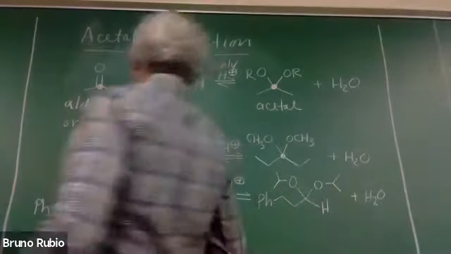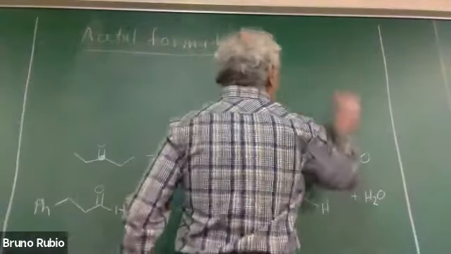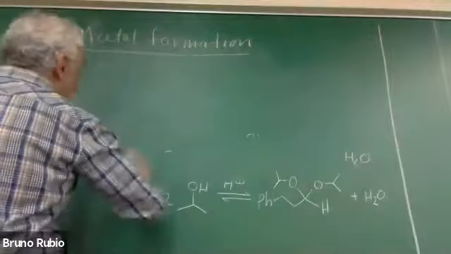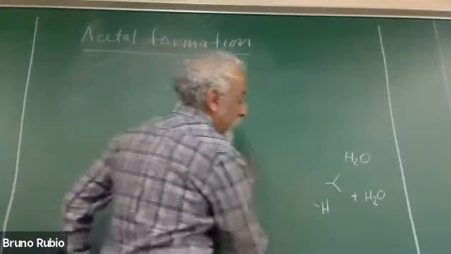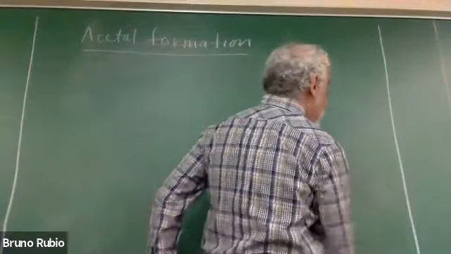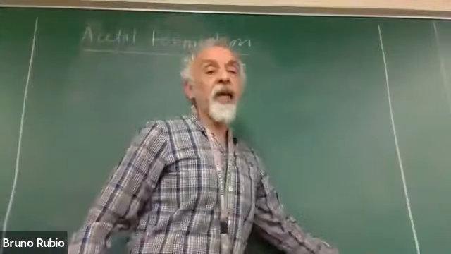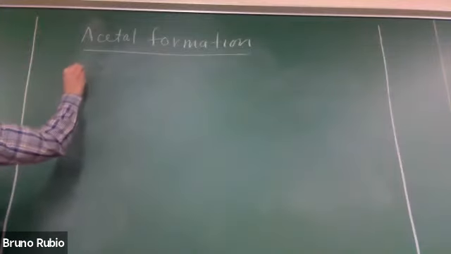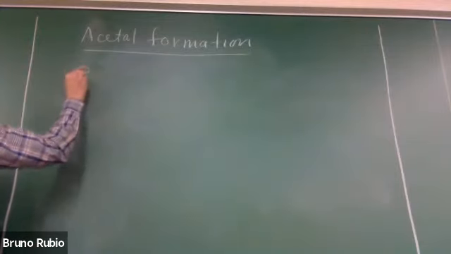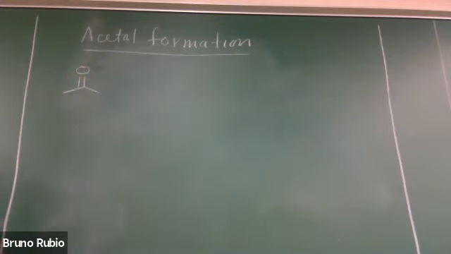Okay, so now let's talk about the mechanism of the reaction. So this is your third big mechanism that we had. First we had hydrates, and then we had hemiacetals, and now let's look at the acetal mechanism. Okay, so we start out with our aldehyde or a ketone, which I'm just going to abbreviate this way. And we have acidic conditions.